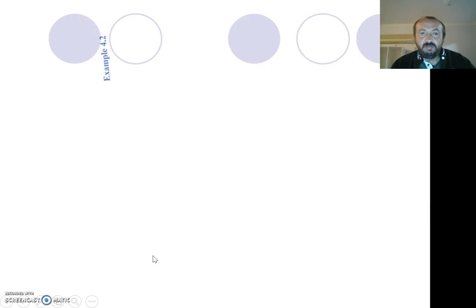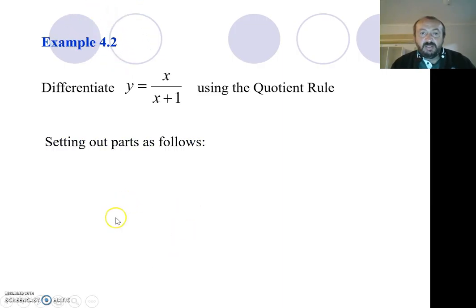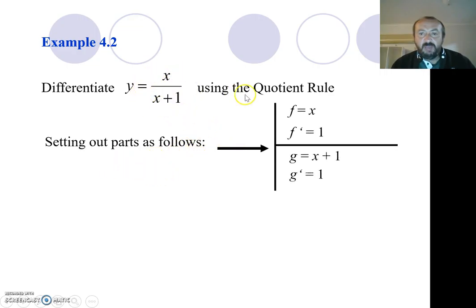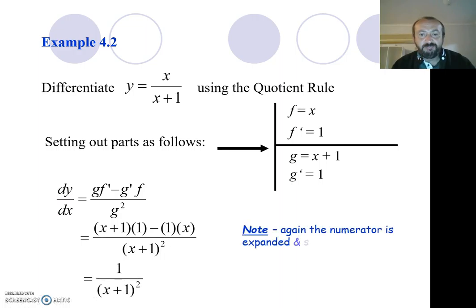Let's try another example. We're going to differentiate that using the quotient rule. Here they set it up for us. f of x equals x, therefore f dash is 1. This is g of x down here, so g equals x plus 1, g dash equals 1. Using our formula as before, dy by dx equals that, and that's going to simplify down to there.